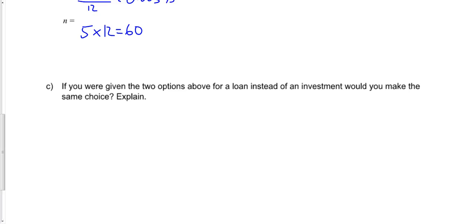However, if I look at question C here, if I was given the same two options for a loan, that means I'm borrowing money instead of investing the money. Remember, when you borrow money, you have to pay it back. Okay, would I still make the same choice? Would I still choose option A?